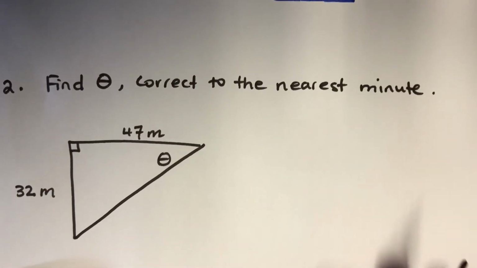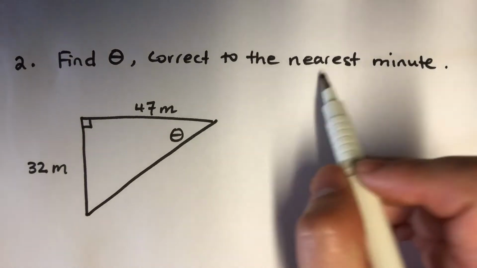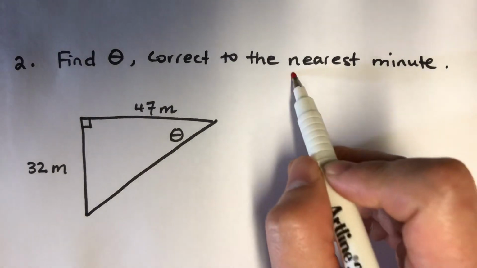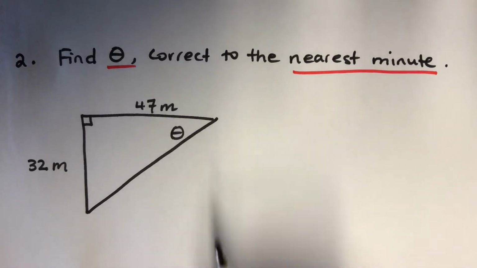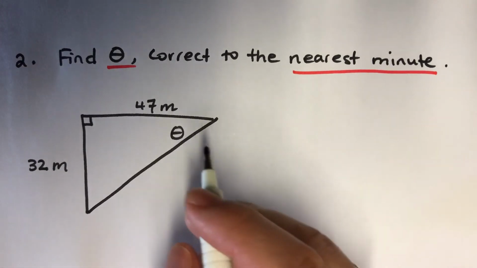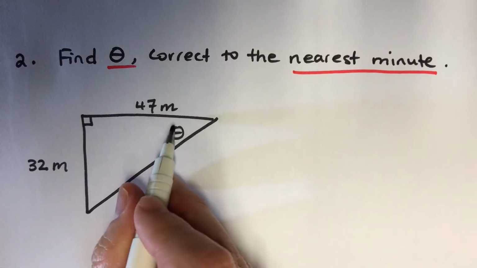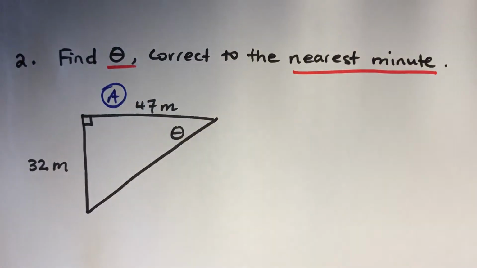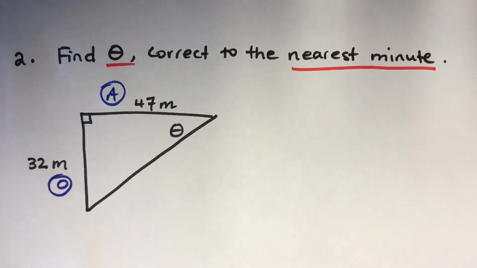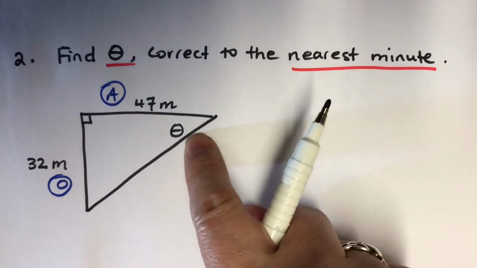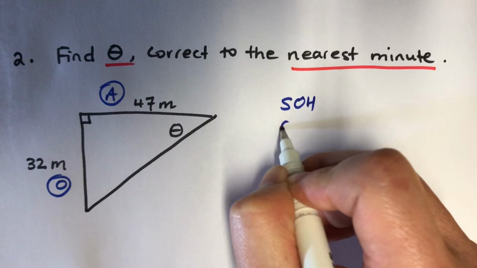Next one. This time we have to find an unknown angle, correct to the nearest minute. So I'm just going to underline that. That's what I want. What was the first step, guys? The first step was labeling the sides of the triangle. The side with two angles on it is my adjacent. Remember that? And opposite to the angle is the opposite. I am not going to worry about this part because there's nothing there. And then I will write SOHCAHTOA.